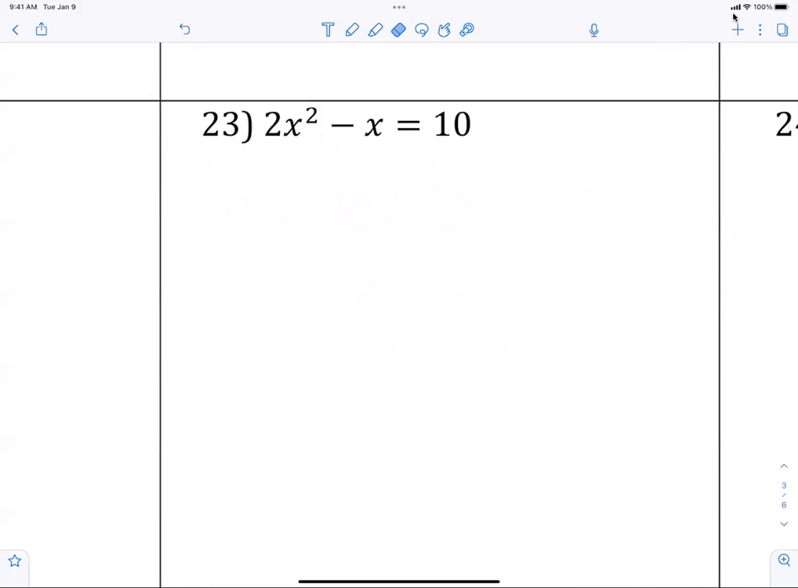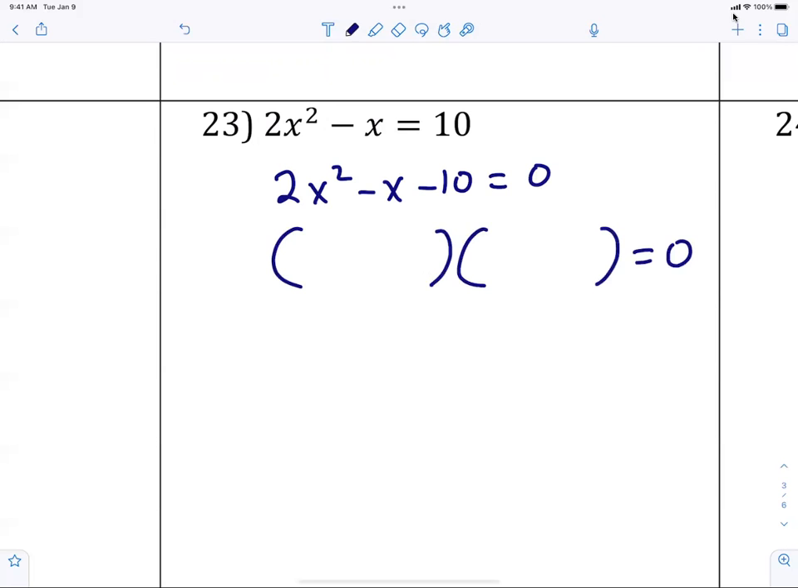All right, 23. The problem here is what? It's not equal to 0. It's definitely not equal to 0. So let's make it equal to 0. Move the 10 over. Just throw the 10 over. When you throw 10 over, it's going to be 2x squared minus x minus 10 equals 0. And now what do we do? Factor. Exactly. 2 sets of parentheses equals 0.